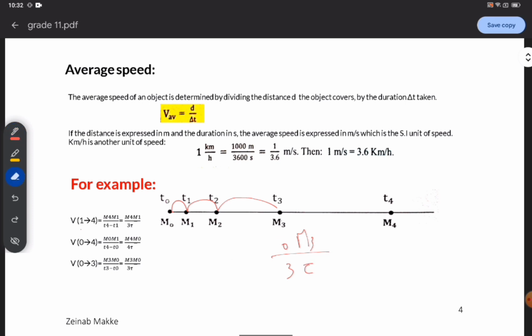Another example, V13 equals M1M3 over 2 tau. Okay.